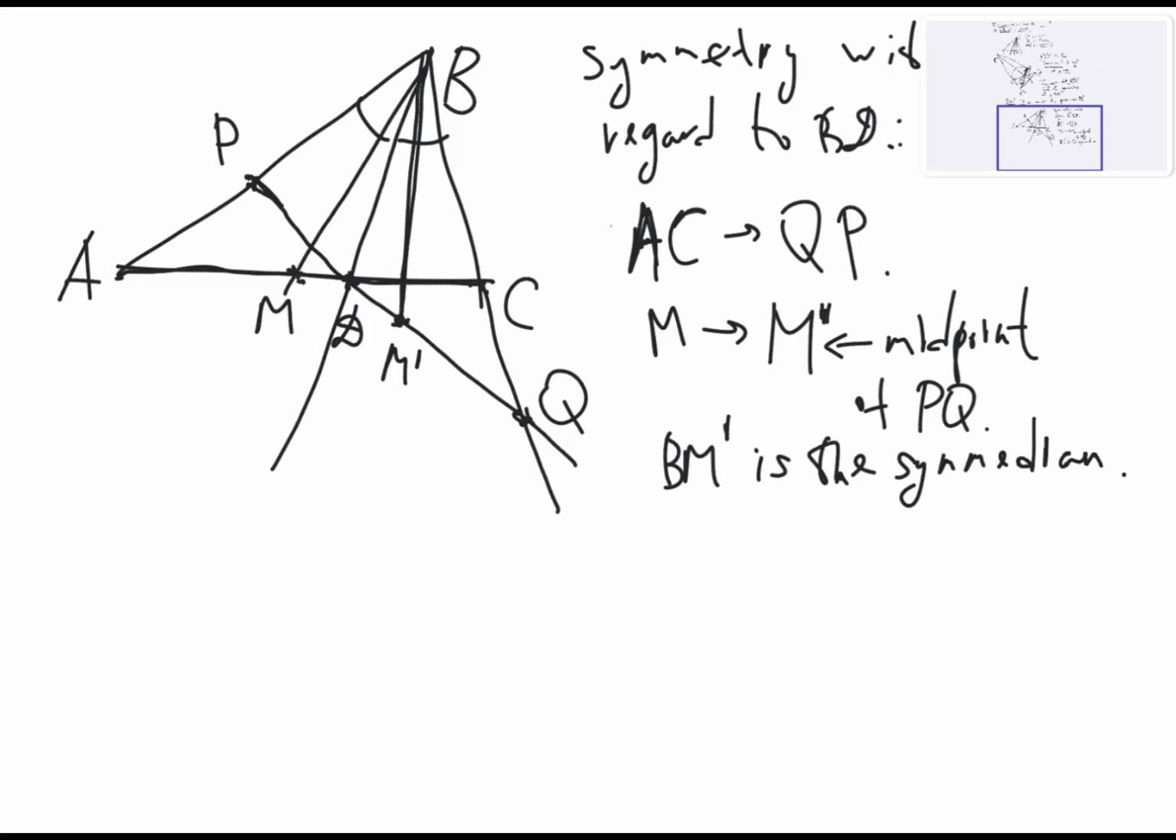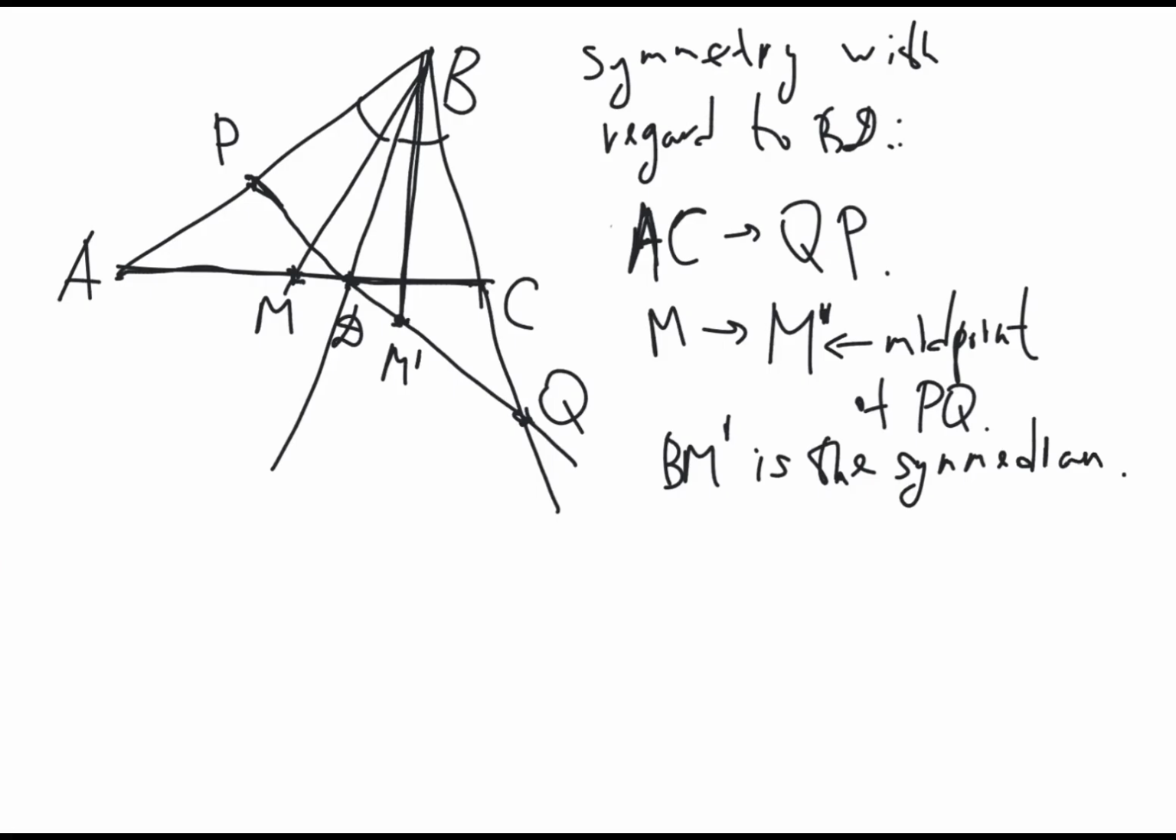So BM prime is the symmedian that we need. Yeah, it is the symmedian because one of the points on the median is mapped, lies on this line, BM prime. So let's write this more carefully.